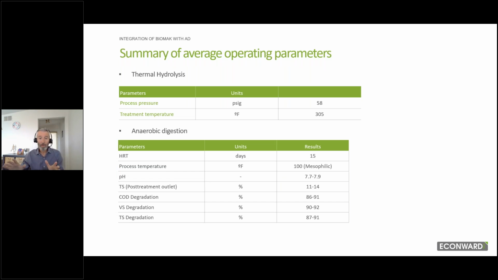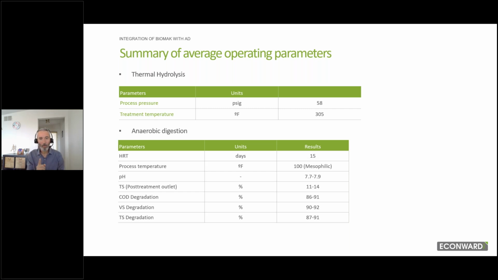And here we see a summary of the average operating parameters. We will give you a copy of this. But before we move on, let's look at the VS degradation. That number, for people in the biogas industry, is very common, but maybe if you're new, you don't know it. Usually VS, volatile solids degradation in an anaerobic digestion process goes up to 50 or 60%, or numbers around there.